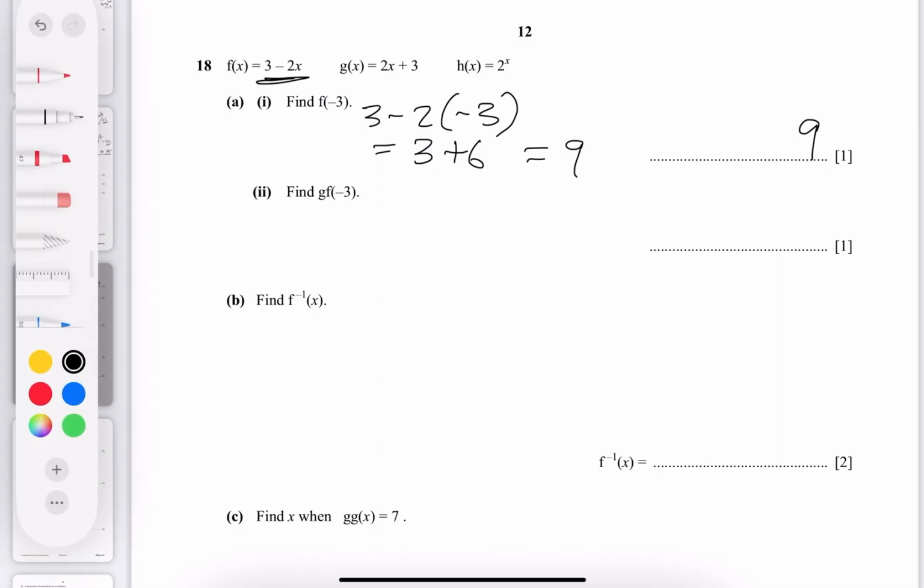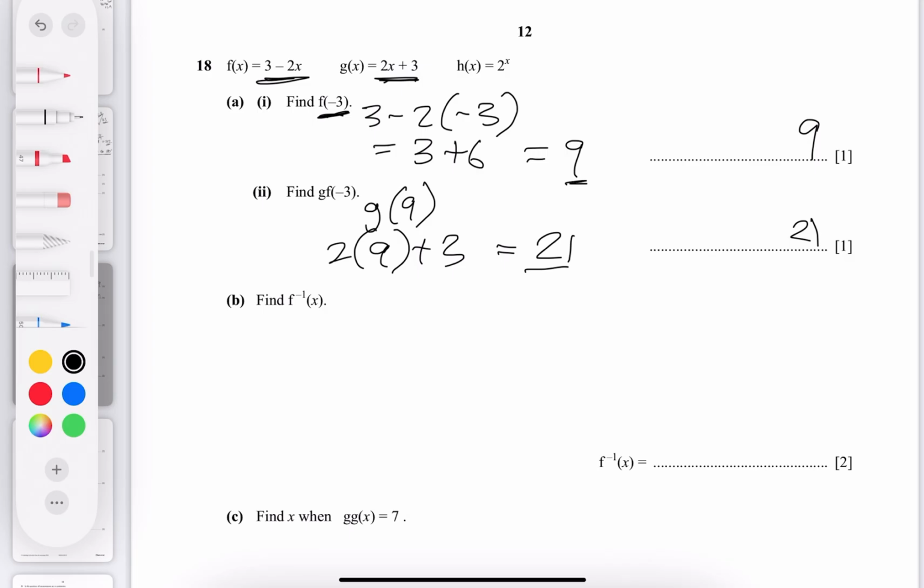Find g of f of -3. Well, we know that f of -3 here is 9. So basically we're just finding what g of 9 is. So in this 2x plus 3, we substitute 9. So 2 times 9 plus 3, which is 18 plus 3, which is 21. So our answer for that is 21.